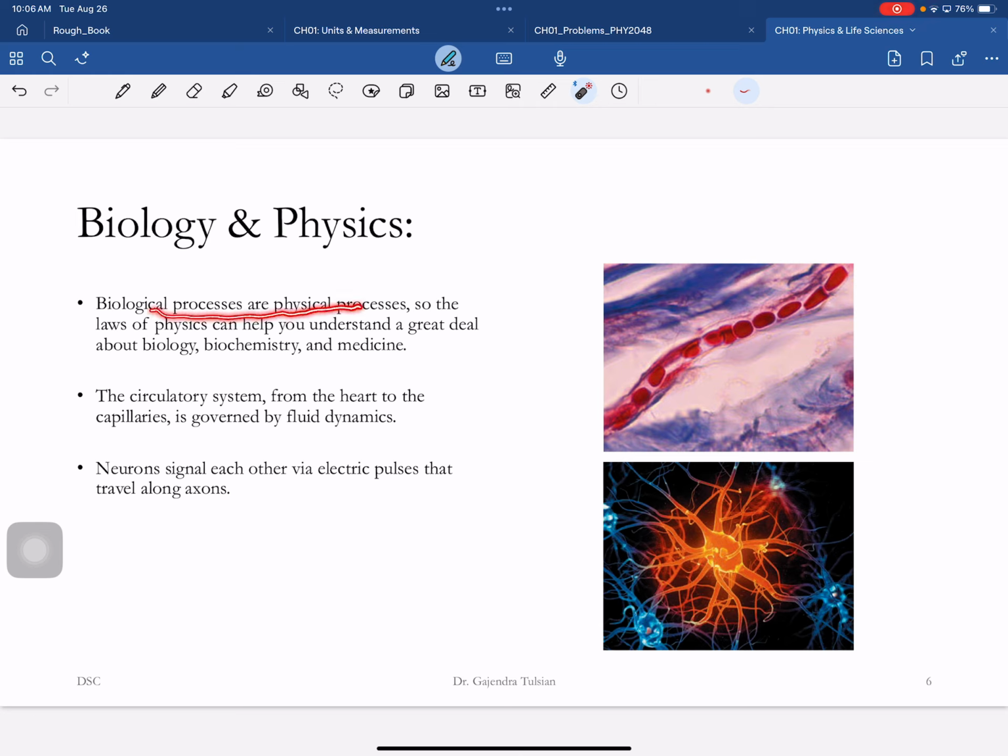Biological processes are physical processes. They have to obey physics laws. Physics can help you understand a great deal about biology, biochemistry, and medicine. So here's an example.